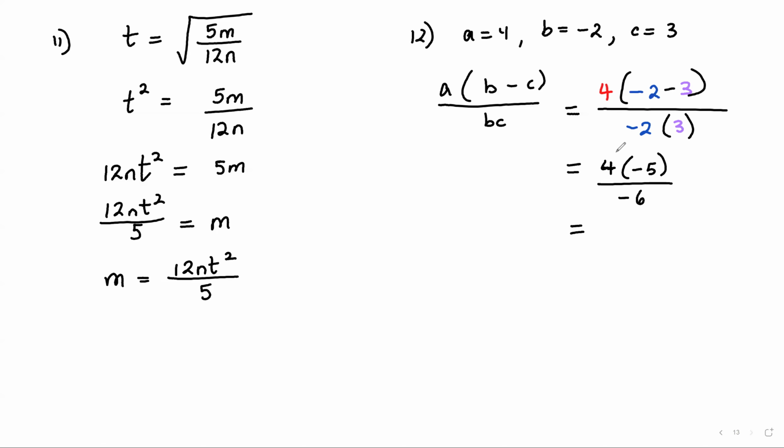And lastly, the last one, given that R is equal to 2p squared divided by q minus 3. And I want to make q the subject. Okay. So that one would have been to make p the subject.